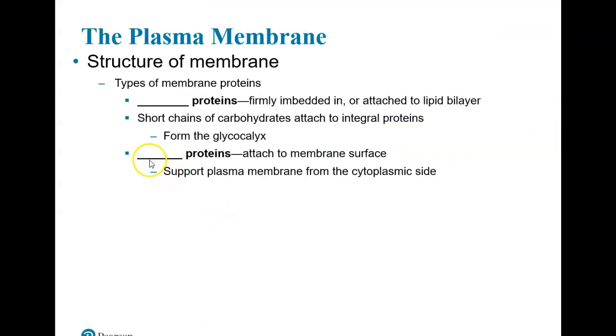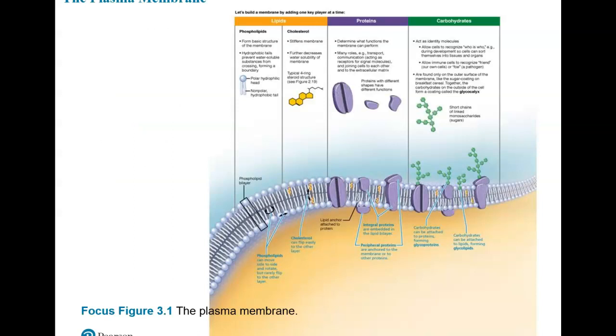And then we have the peripheral proteins, which mainly are going to be seen on the membrane surface. So these are here to support the plasma membrane from the cytoplasmic side. So this would be the peripheral proteins. You can find them on either side, on the cytoplasmic side or the extracellular fluid side. These would be the integral proteins because these are the ones that are embedded within the cell membrane.